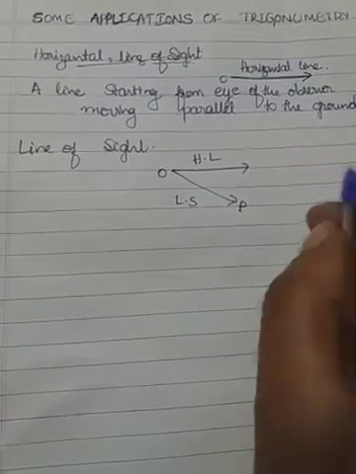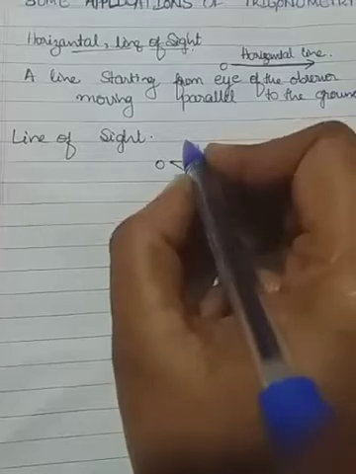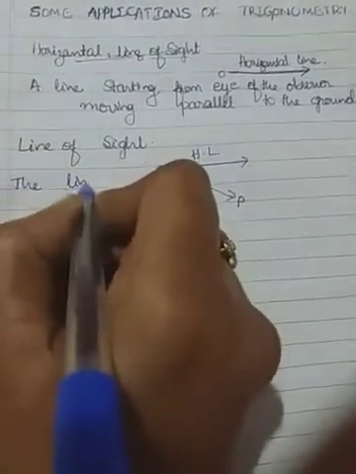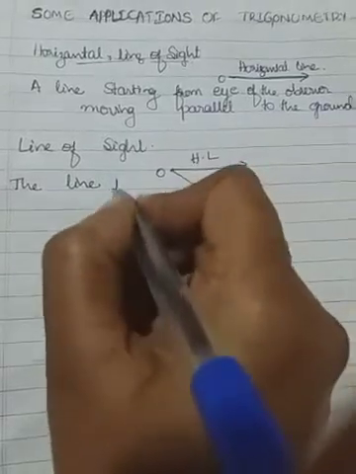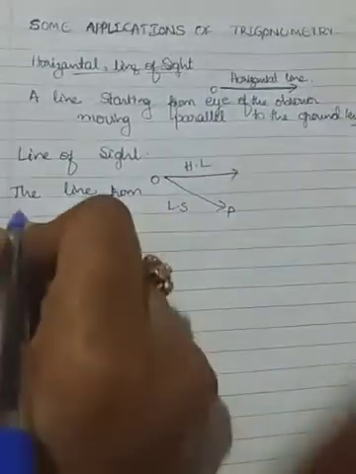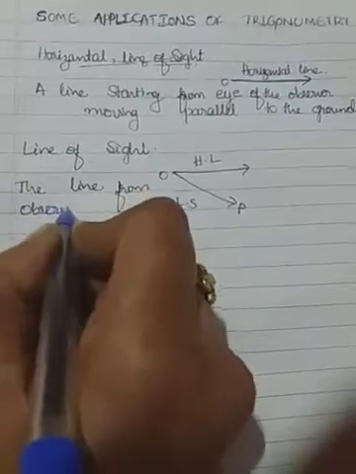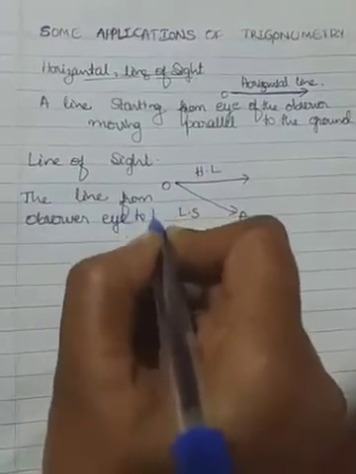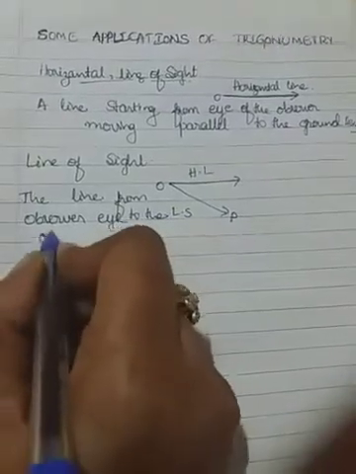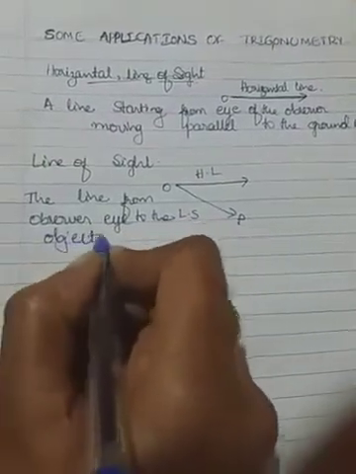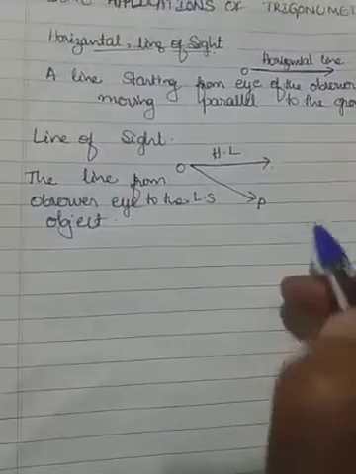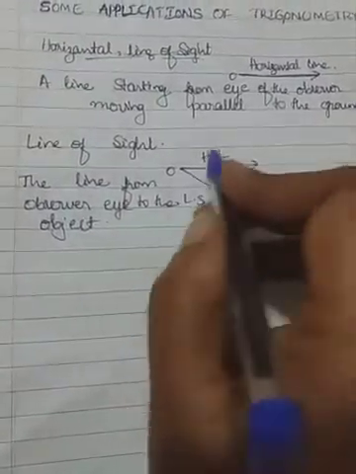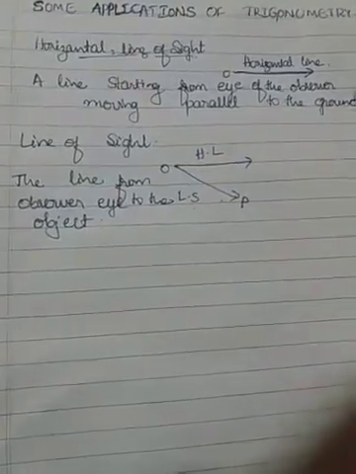Clear? You have to write the definition of that. The line from the observer's eye to the object where we are looking is called the line of sight. Hope you will understand. This is a line of sight and this is a horizontal line.